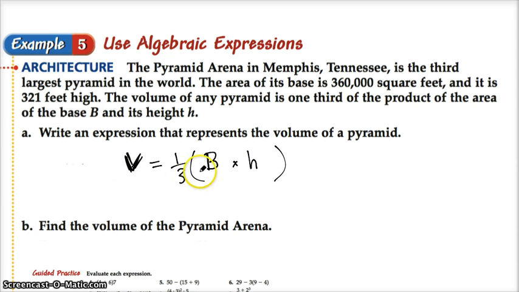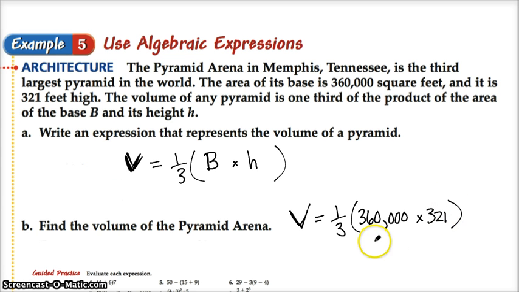Now that we have this expression, I'm going to call it a formula, really, because it's letting me know how to find the volume when I have these pieces. I'm going to find the volume of the pyramid arena, so we're going to do a little bit of substitution. We're looking for the volume, and it's going to be 1/3 of the product of two things, the area of the base, which is given as 360,000 square feet, times the height of that particular pyramid, which is 321 feet. We're going to multiply these two together.